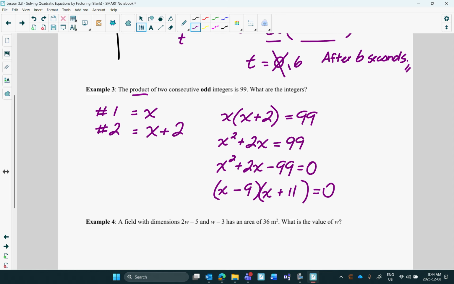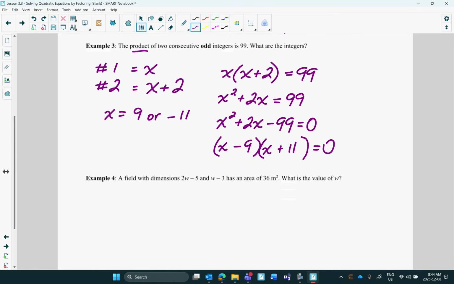That means I've got two answers. X could be what? This. What value of x makes this 0? 9. Or what value of x makes this 0? -11. Well, both answers are okay because it says integers, meaning positive and negative numbers. So actually, I've got two answers.